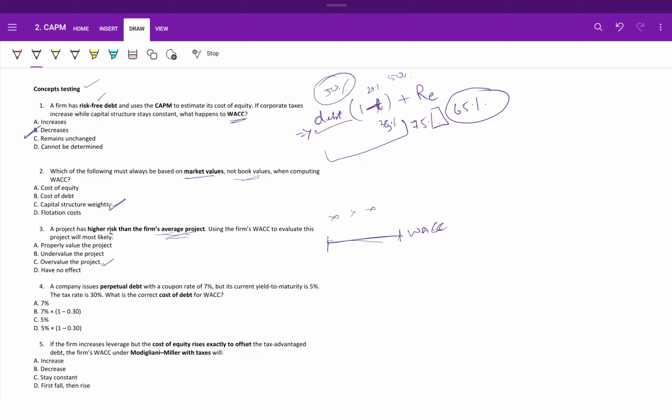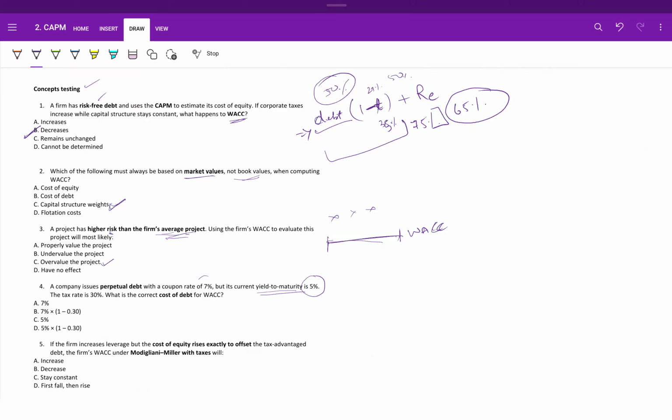Okay, so question number four is: a company issues perpetual debt with a coupon rate of 7%, but its current yield to maturity is 5% and the tax rate is 30%. What is the current cost of debt for WACC? So in these kinds of situations, the market yield to maturity is used to calculate the weighted average cost of capital, not the coupon rate.